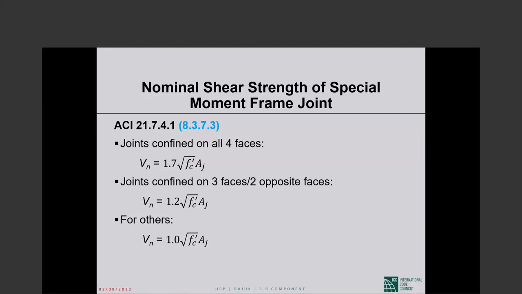If it is a joint confined on 3 faces or 2 opposite faces, these are exterior non-corner joints, then you have 15 square root of f sub c prime. And corner joints, you have 12 square root of f sub c prime: 20, 15, and 12.